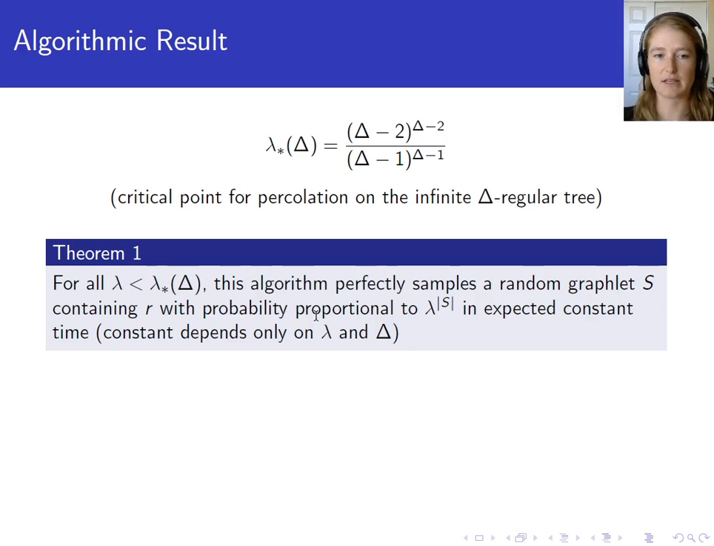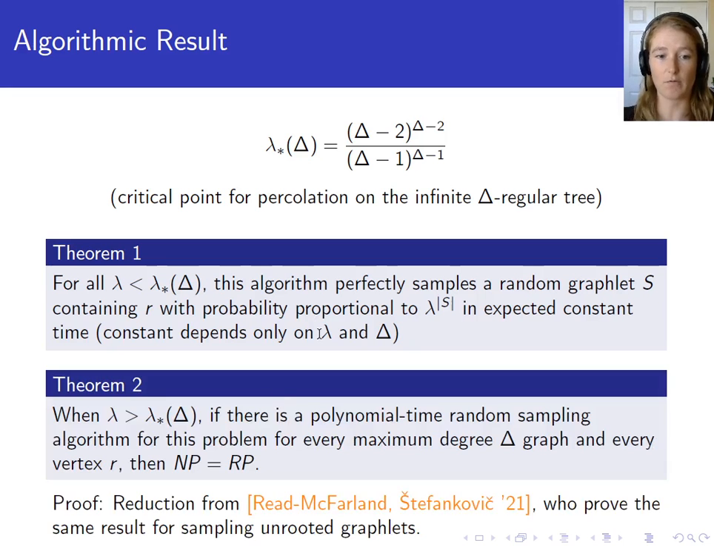And I should mention that this is as big a range as we could possibly hope for. So it happens to be the case that when lambda is bigger than this threshold, if there were to be a polynomial time random sampling algorithm that found a graphlet and sampled it with probability proportional to lambda to the number of vertices in it, then NP would be equal to RP. So we really can't hope for any algorithms when lambda is bigger than this threshold. So our algorithm covers as wide a range of parameters as we could hope to.